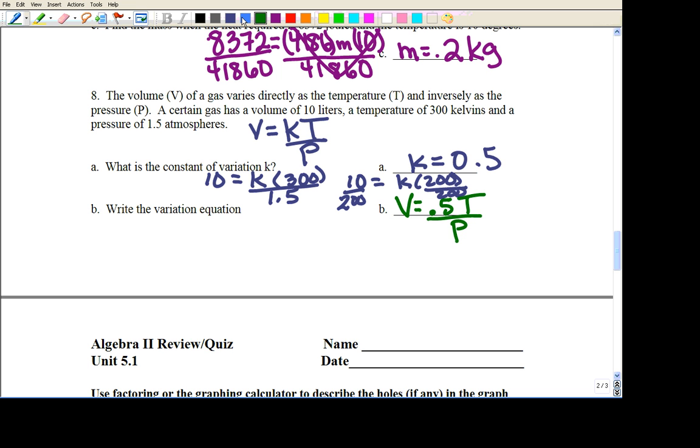Oh no, don't be mad. This is 0.05, so then this is 0.05T. Sorry about that. Easy little mistake. Don't make that mistake on your test. But see, I caught it, so we're okay. Let's move on.